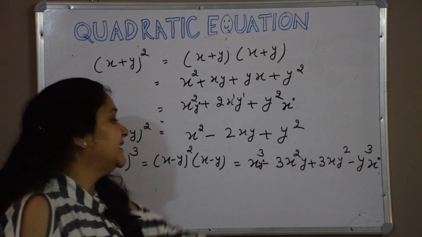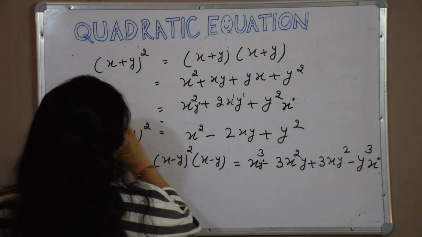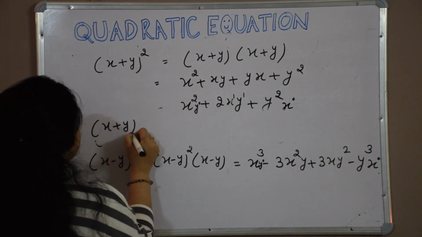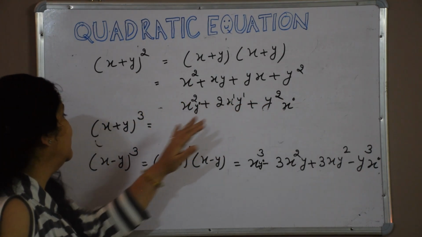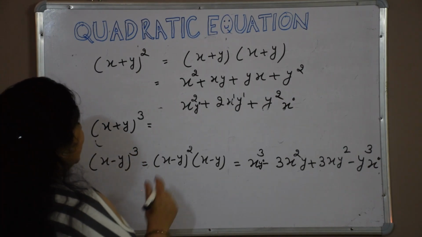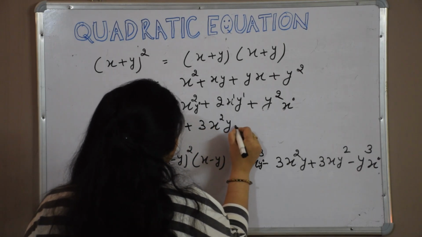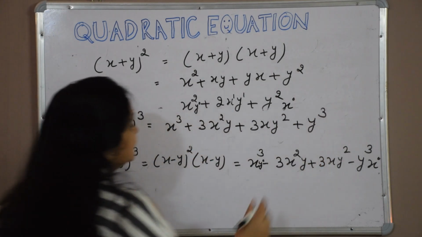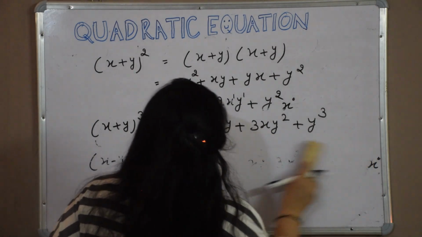So an alternate negative sign will be there, and if we have to find (x plus y) whole cube, we simply multiply (x plus y) whole square, this value, with x plus y, and we will get x cube plus 3x square y plus 3xy square plus y cube. So easy. You have to remember the result when we use it directly in questions.